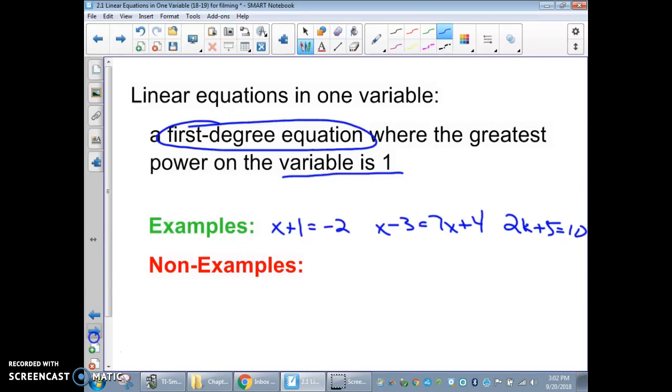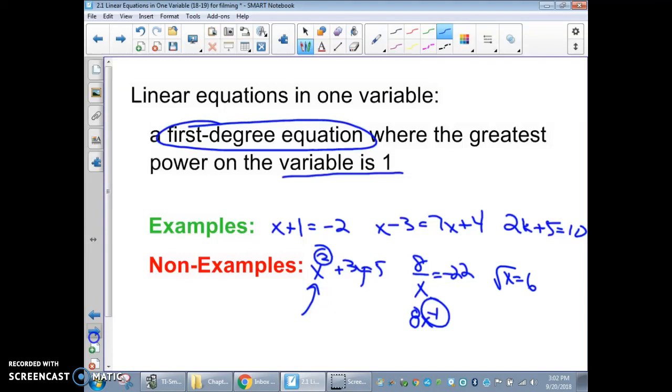Non-examples include x squared plus 3y equals 5, because we have an x squared. 8 over x equals -22 is the same as 8 times x to the negative first. That is not an exponent of 1, it's -1. And the square root of x equals 6 is the same as x to the 1/2 equals 6. So again, an exponent of 1/2 is not an exponent of 1.